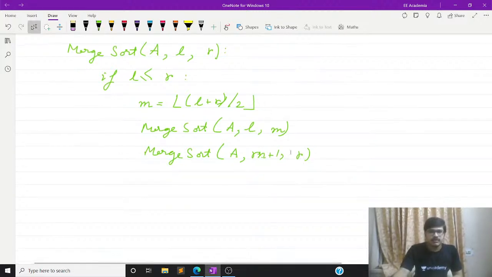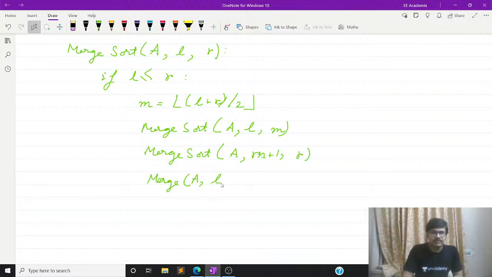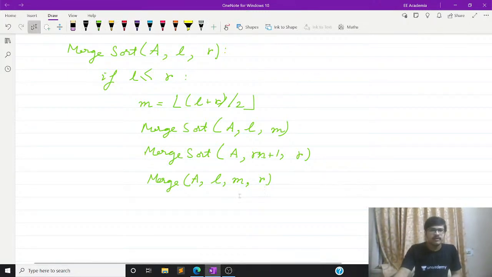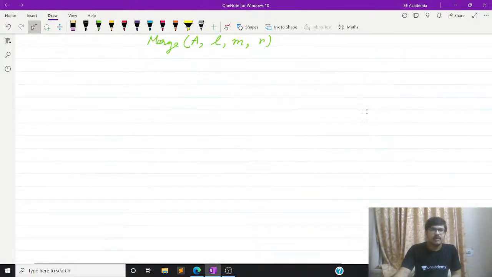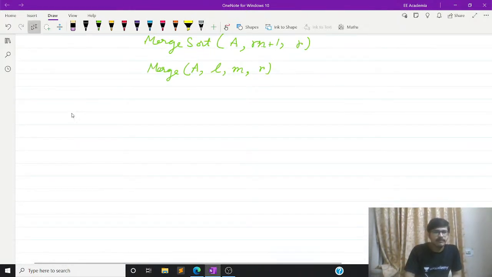Now comes the most important part, the merge procedure, which we'll modify today, and we'll see how the merge procedure can be used to solve this. This is just simple merge sort, which everybody knows. Now let's look at how we modify the merge procedure today.